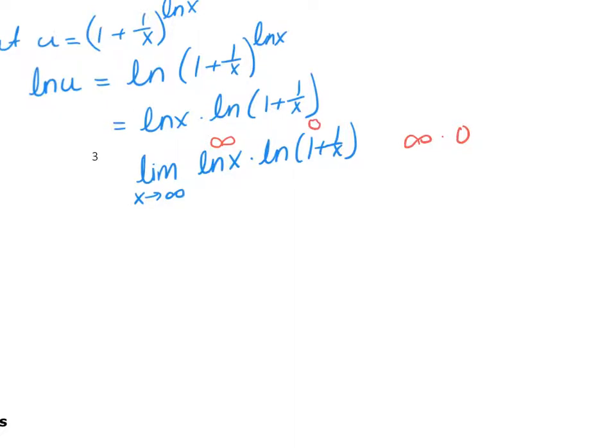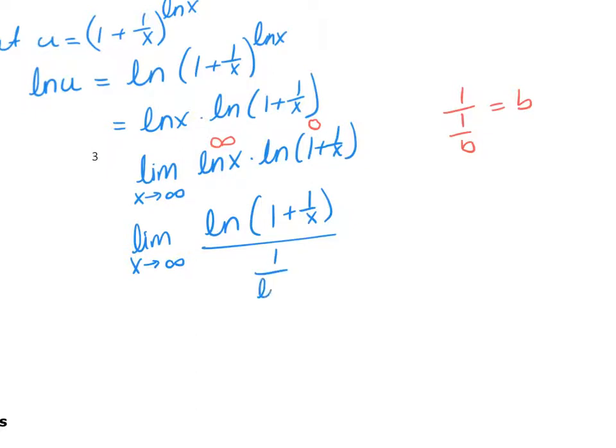So because of that, I have to decide which one I want to use in the denominator. I'm using this 1 over b is equal to b type form, so I'm going to reverse that. Which one do I want to use? Well, I'm going to use the natural log of x because it goes to infinity. If I have 1 over the natural log of x, it will go to 0. So I'm going to rewrite this as the limit as x goes to infinity of the natural log of 1 plus 1 over x, over 1 over the natural log of x.